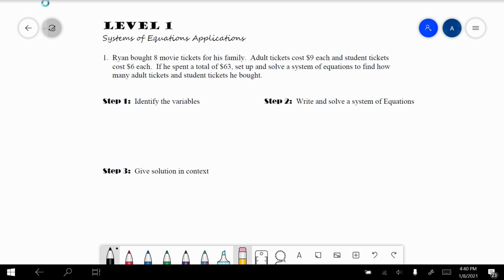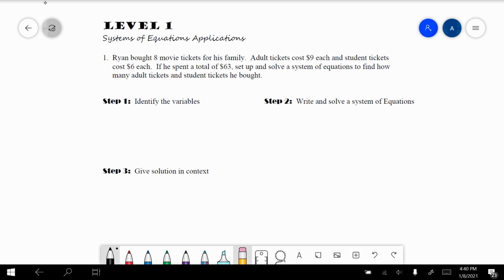All right, I'm going to quickly read through this problem here. Ryan bought 8 movie tickets for his family. Adult tickets cost $9 each and student tickets cost $6 each. If he spends a total of $63, set up and solve a system of equations to find how many adult tickets and student tickets he bought.